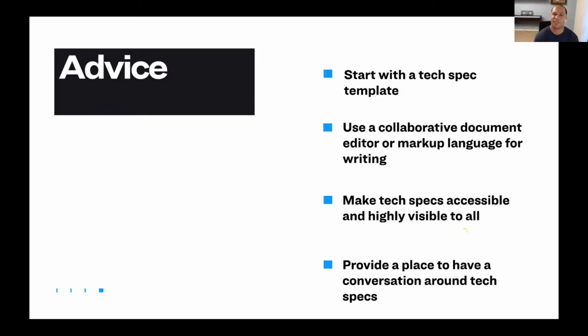Provide a place to have a conversation around tech specs. Similar to what I just said with doing this within GitHub, we have a dedicated Slack channel as well that we discuss tech specs and make stakeholders aware of new specs or changes to existing ones.